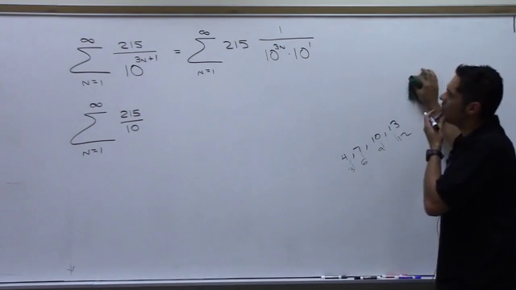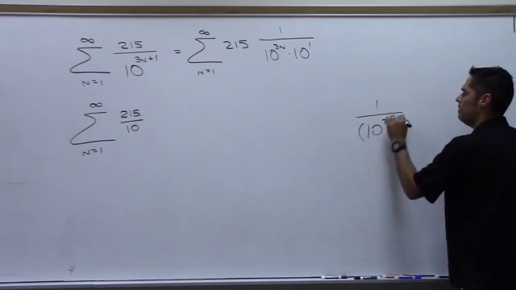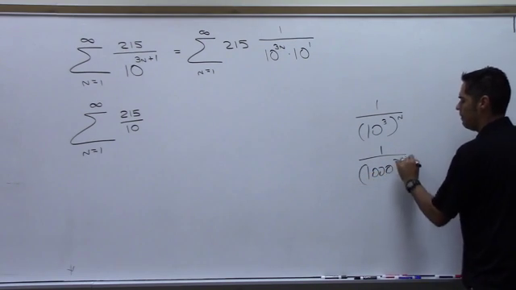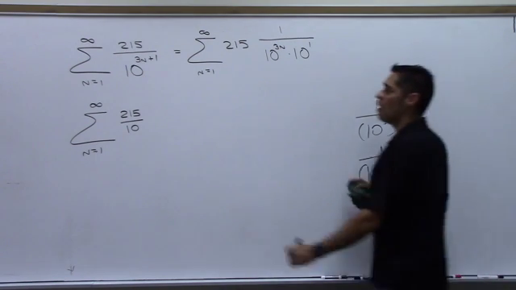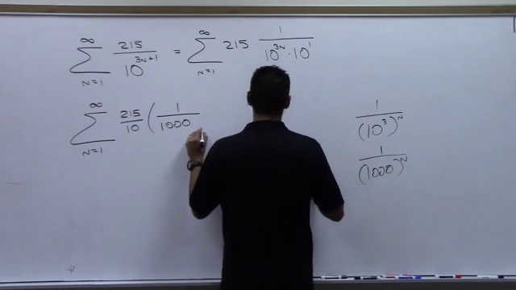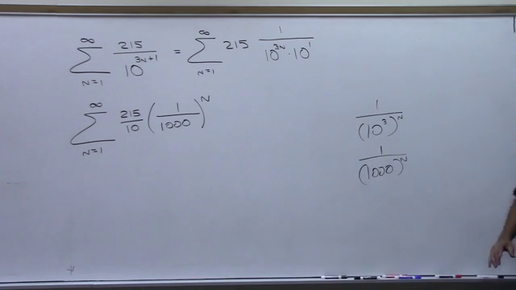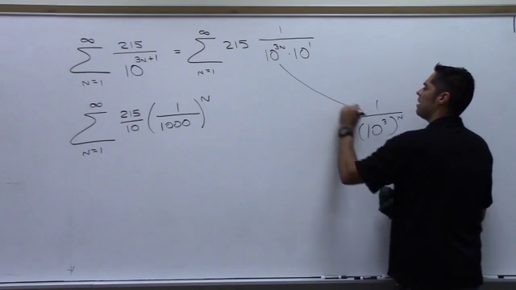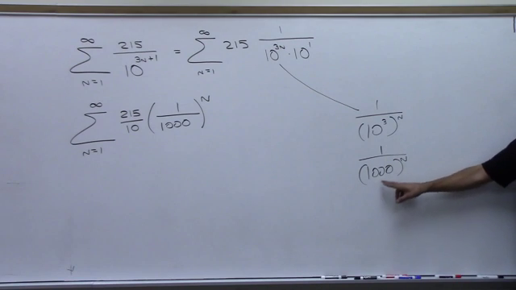1 over 10 to the 3n. Can I rewrite that as 1 over 10 cubed to the n? And that's really 1 over 1,000 to the n? Agreed? Yes. That's a critical step right here. You were all agreeing with me that this became this. 10 cubed is 1,000, so 1 over 1,000 to the n.